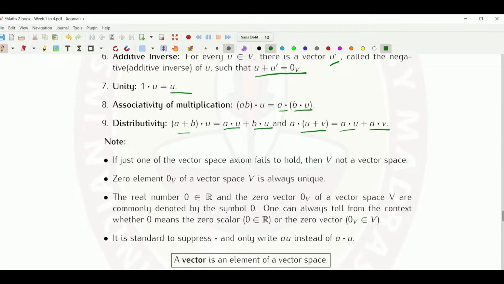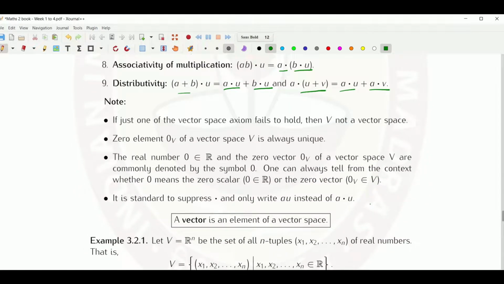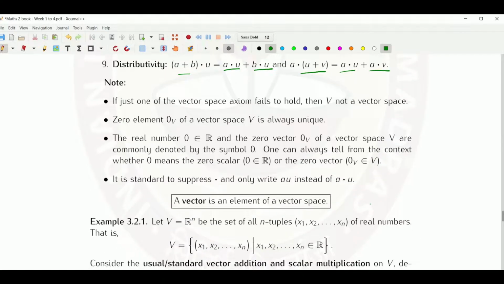Note: if just one of the vector space axioms fails to hold, then V is not a vector space. The zero element, the zero vector of a vector space V, is always unique. The zero vector is always unique.